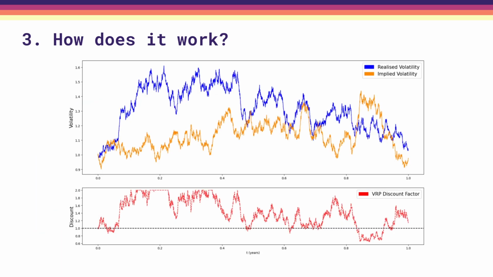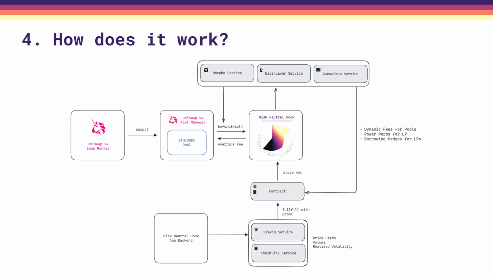Then this is a real example, provided two geometric Brownian motions for volatilities, and these series actually look very similar to what one can observe in reality, and then how the discount factor evolves. Then this is a basic representation of the architecture that we devised and how we are using each provider to help us either get the data that we need or hedge accordingly.